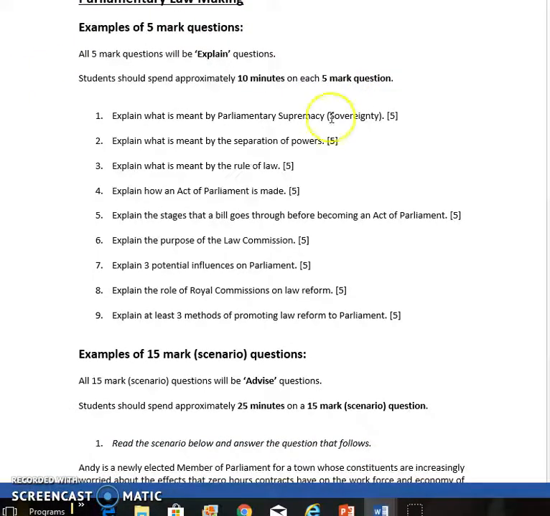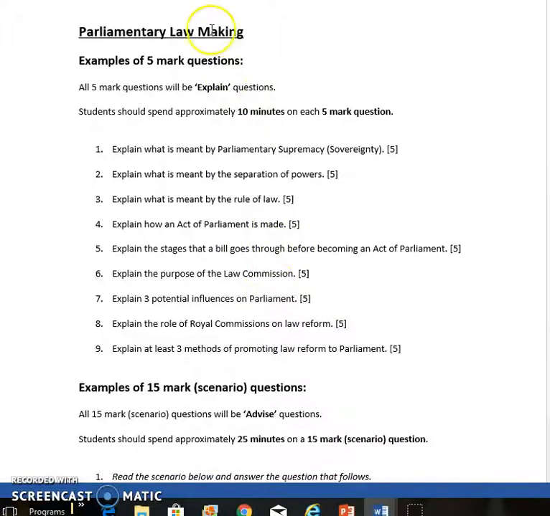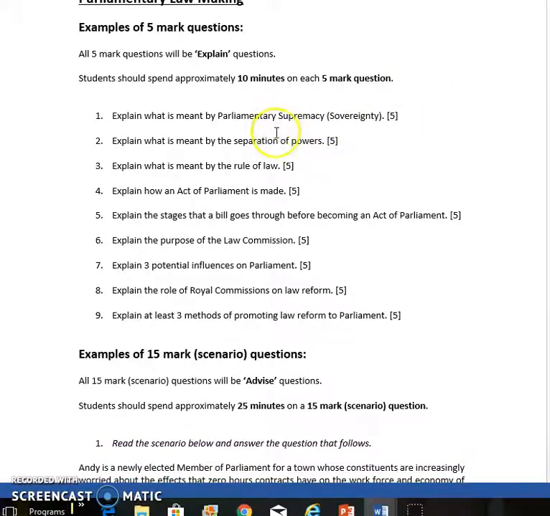And there's a list here of the different types of 5-mark question that you could be asked on Parliamentary Law Making. Notice that 5-mark questions are explain type questions, and you should only spend approximately 10 minutes on each 5-mark question. Timing's really important on your exams. So here are just some examples of the possible things you could be asked. For instance, explain what is meant by parliamentary supremacy, explain what is meant by the rule of law, explain how an Act of Parliament is made.